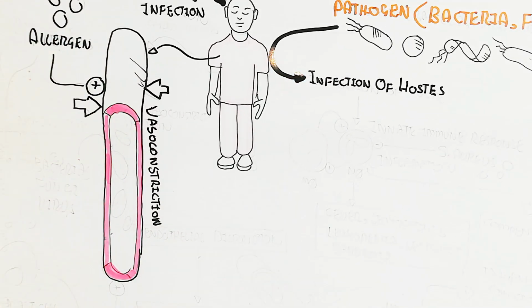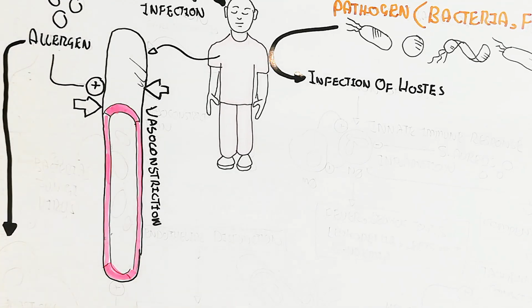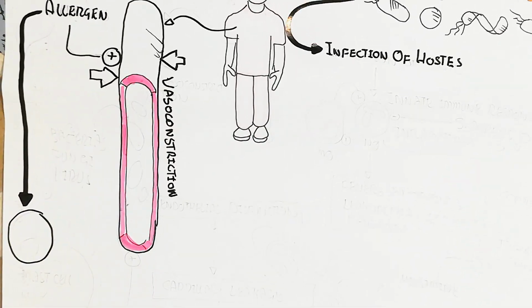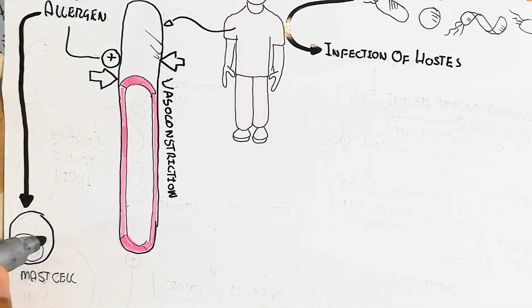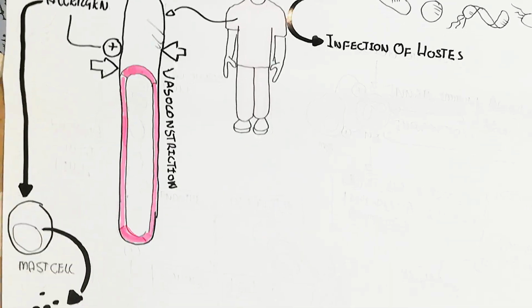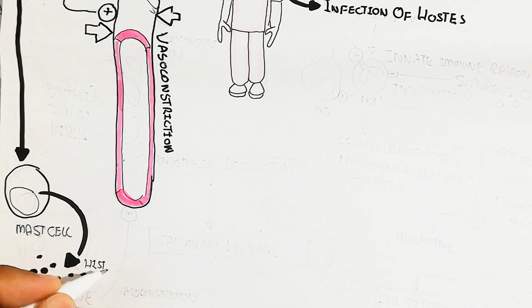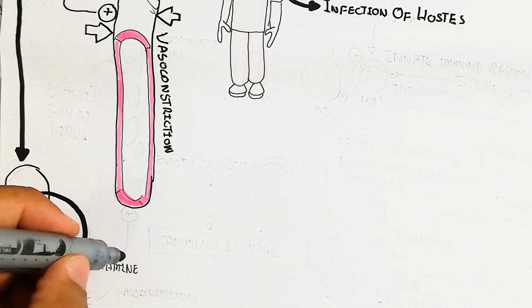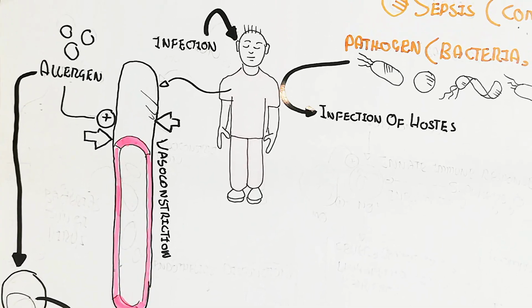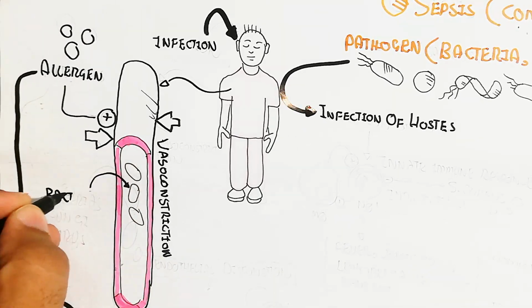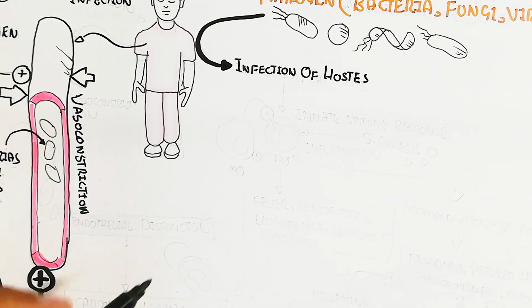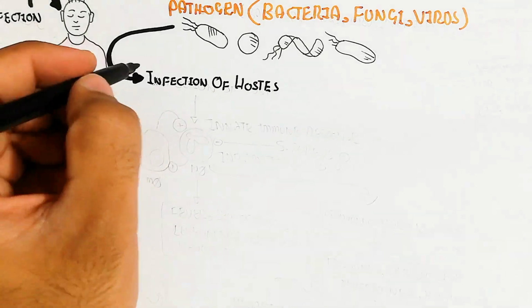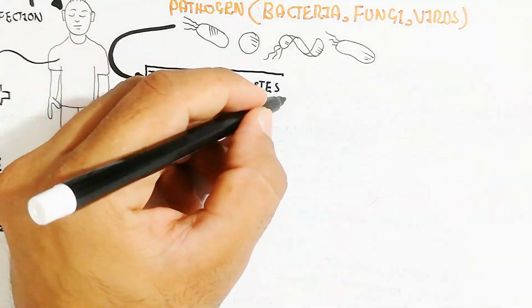How is it possible? Let's understand about that. Allergen basically will trigger the mast cell to produce histamine and leukotrienes, which will lead to vasoconstriction and vasodilation. Vasodilation will increase, so remember that. In this way, there is vasoconstriction in some blood vessels, but the vasodilation will occur. The bacteria, fungi, and virus, when they enter the blood circulatory system, will also lead to endothelial dysfunction.